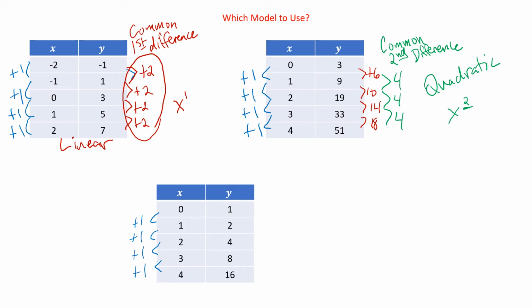All right, now let's look at our differences. So we have our first differences. 1 to 2, that's 1, 2 to 4 is 2, 4 to 8 is 4, 8 to 16 is 8. All right, that didn't work. Second differences. 1 to 2 is 1, 2 to 4 is 2, 4 to 8 is 4. Wait, these are the same numbers.